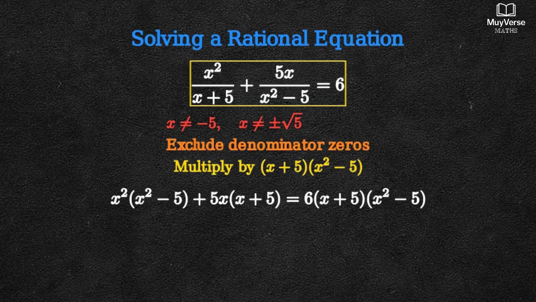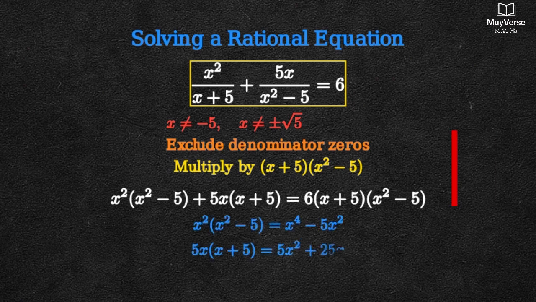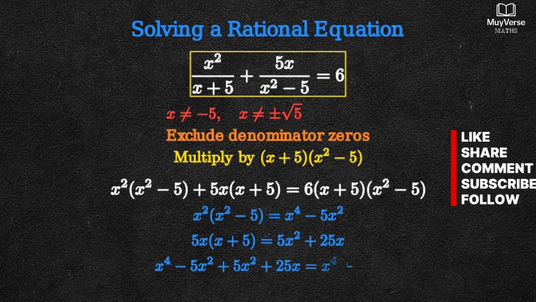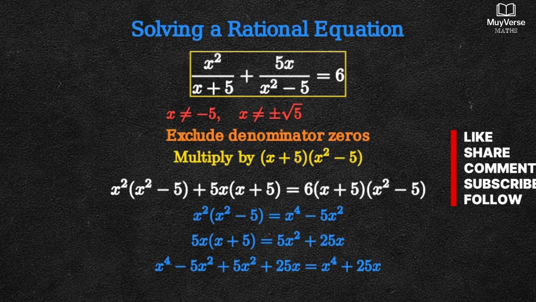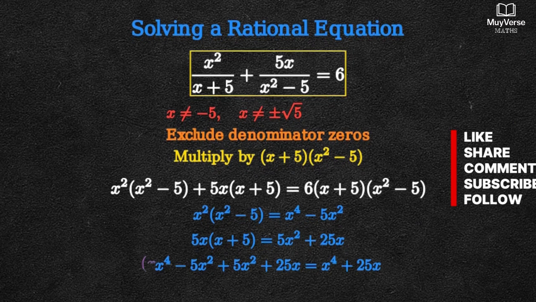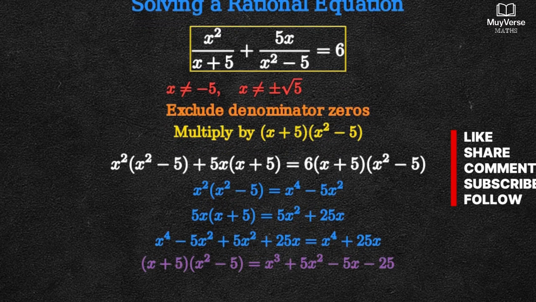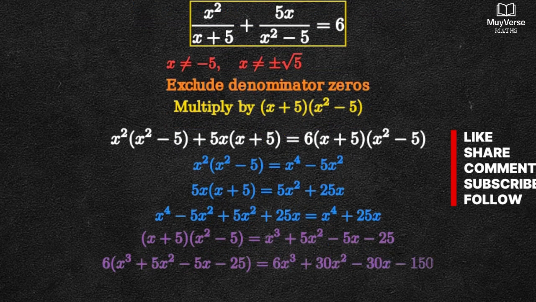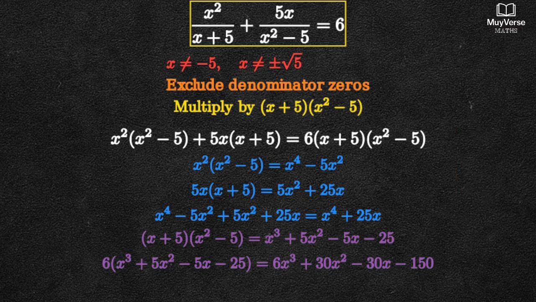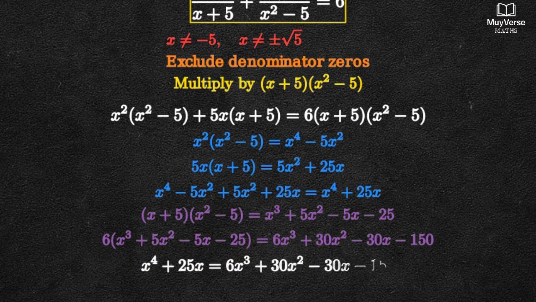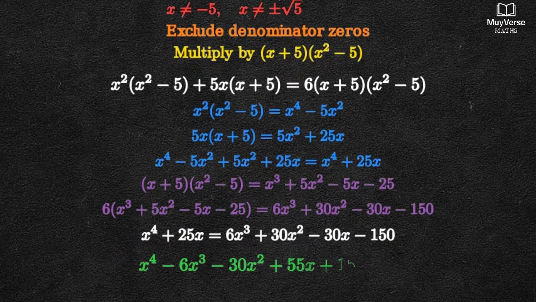Now, we expand both sides carefully. On the left, x squared times x squared is x to the fourth, and the middle terms cancel, leaving x to the fourth plus 25x. On the right, we first expand x plus 5 times x squared minus 5, and then multiply the result by 6. Now we set the equation to 0 by moving all terms to the left side. This gives us a single polynomial equation we can attempt to factor.